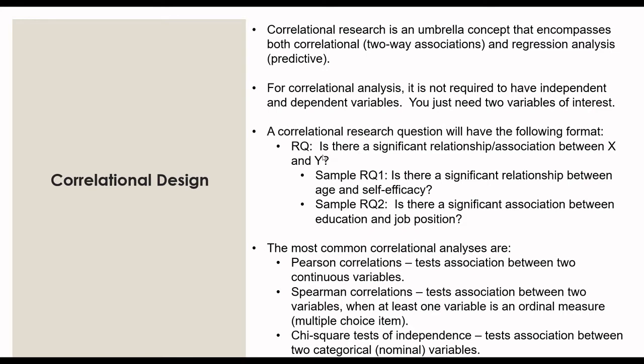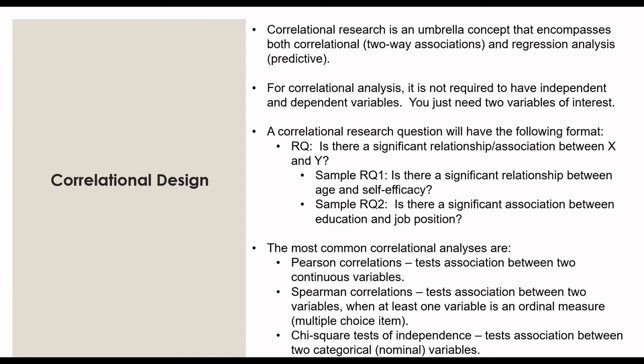It's usually just two variables when you're doing a correlation. And then we have some sample questions here. Is there a significant relationship between age and self-efficacy? And likewise, how I said that you don't need independent or dependent variables, you could invert those two variables and it would not matter. You could say, is there a significant relationship between self-efficacy and age? When you run a correlation, it works the same way. So it doesn't matter what order the variables are.